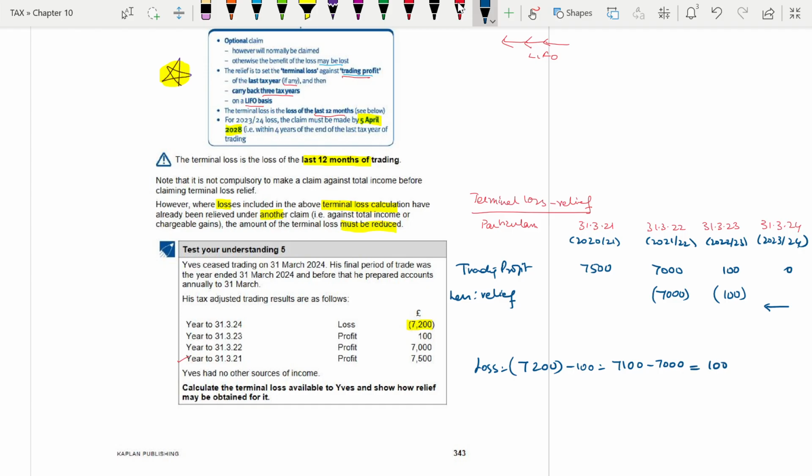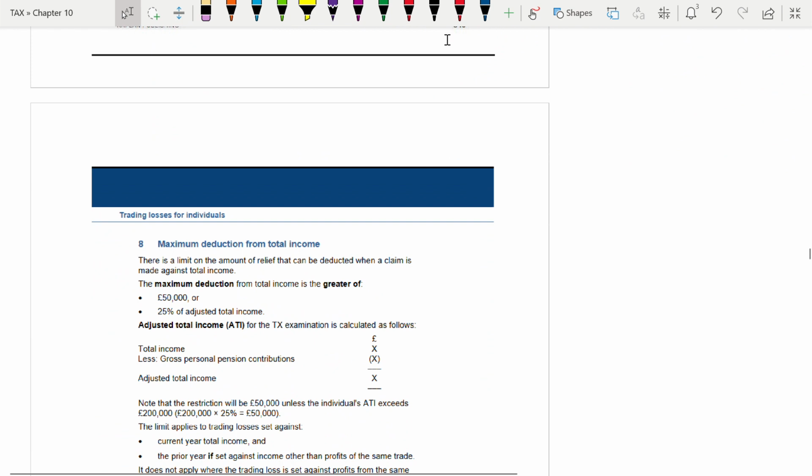From here, how much will you deduct? You are deducting 100. How much is there? 7,400, 0, 0 and 0. This is called the revised trading profit as per the LIFO method. Are you clear about this? Yes, sir. Okay, now, that's the easiest one.